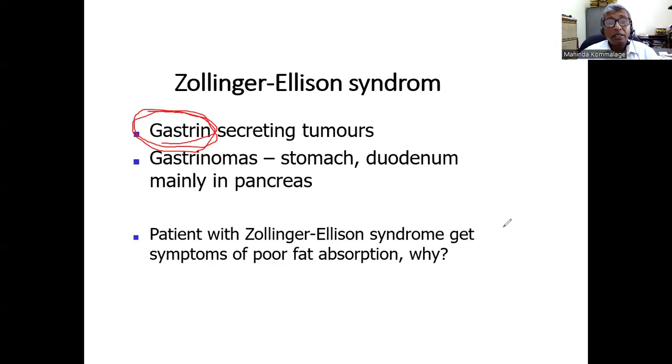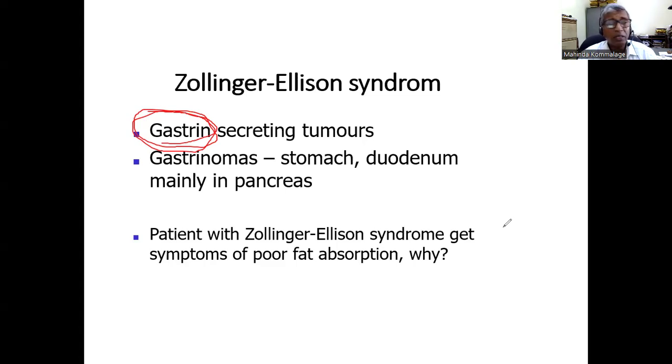Enzymes are inactivated. Yes, exactly. So enzymes secreted mainly from the pancreas will be inactivated, because those enzymes need an alkaline pH. Now the pH is acidic because of excessive acid secretion from the stomach. So some of these enzymes, especially lipase coming from pancreatic juice, will be inactivated and will not act.